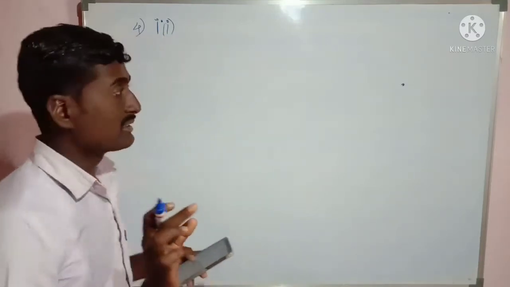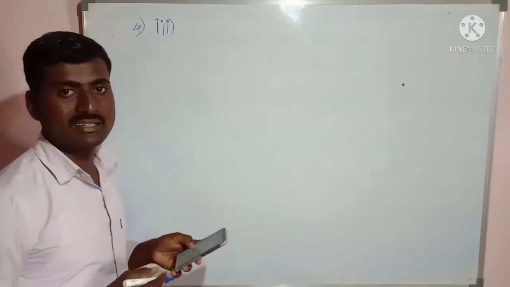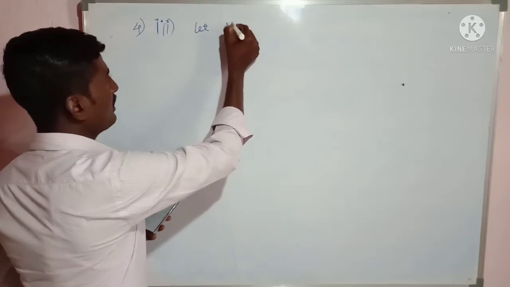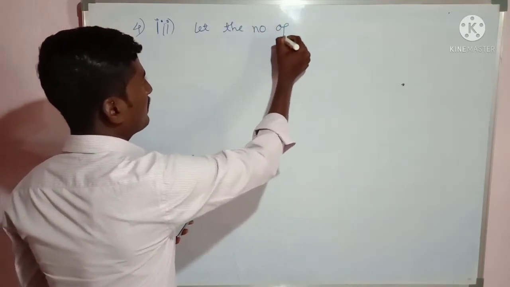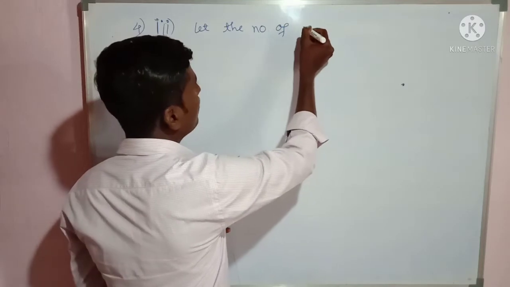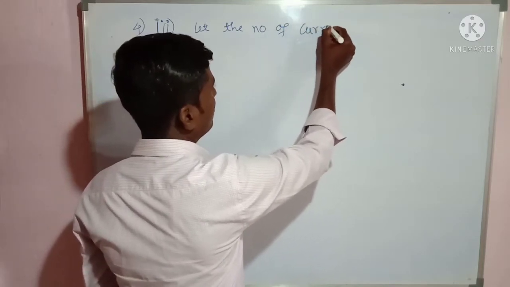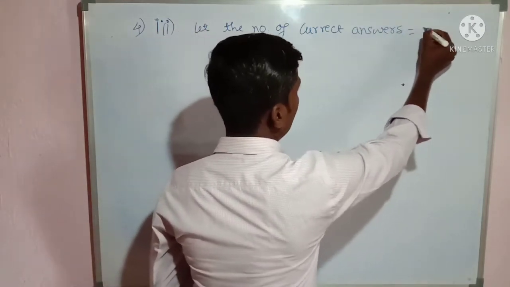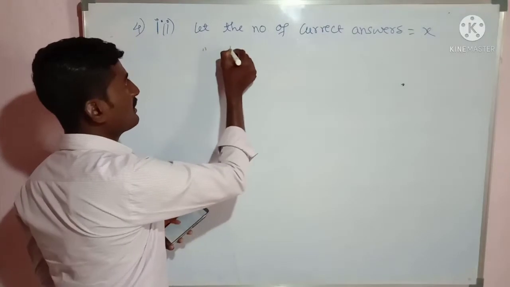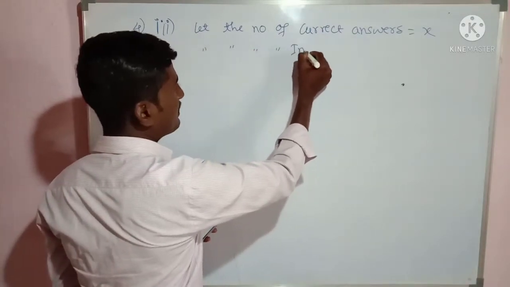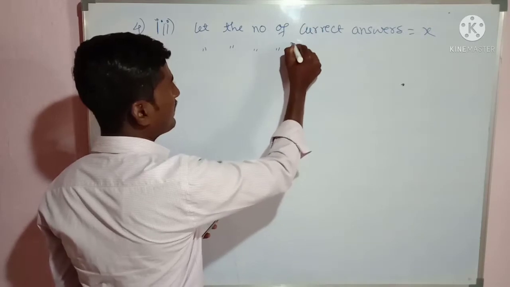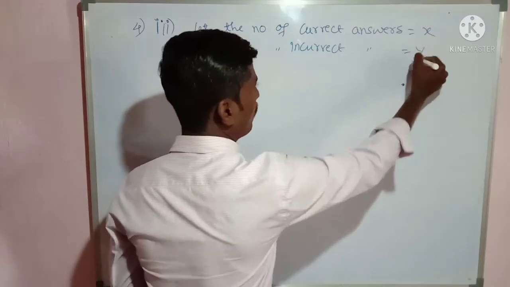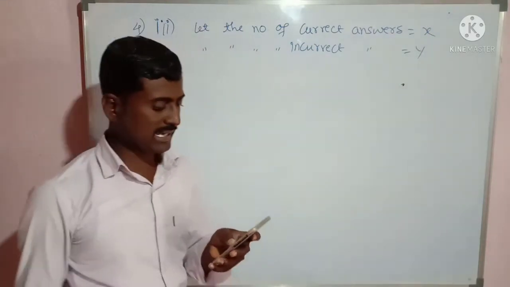Let us take the number of correct answers and incorrect answers as x and y. Let the number of correct answers be equal to x. Similarly, let the number of incorrect answers be equal to y. Now you see the first statement.